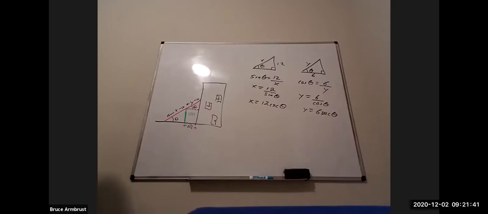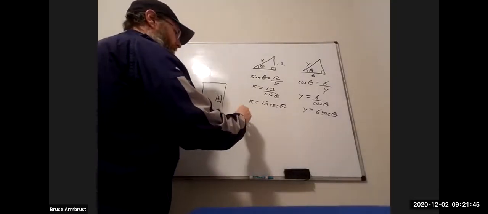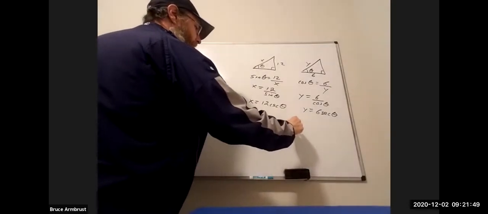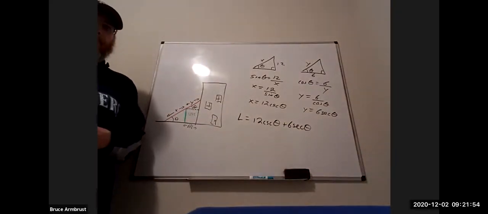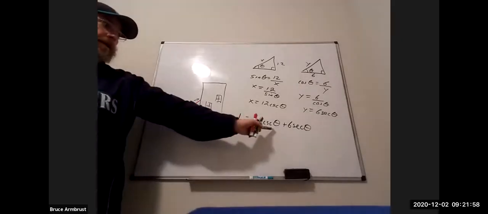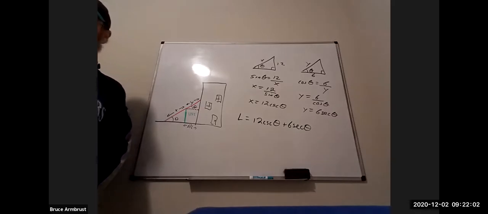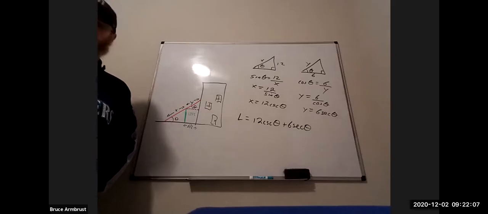So the length of this ladder, then, is equal to 12 cosecant of theta plus 6 secant of theta. So if you tell me what the angle is, I can punch that in there, and that will tell you how long our ladder is. So that was the first part. It says, let's get a length in terms of theta.